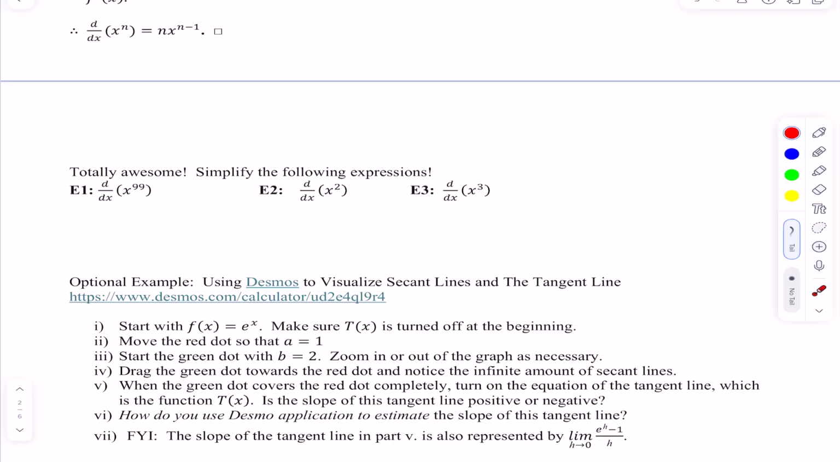We could just go ahead and simplify this expression. Example 1, go ahead and simplify this expression. You just put the 99 to the front. And this would be 99x to the 98th power.